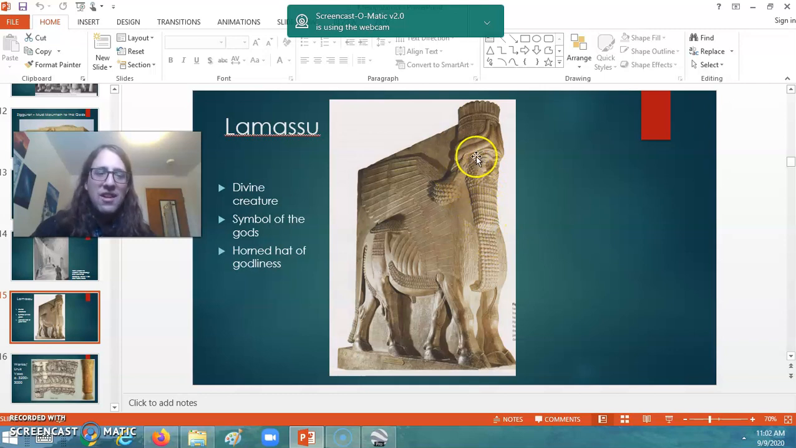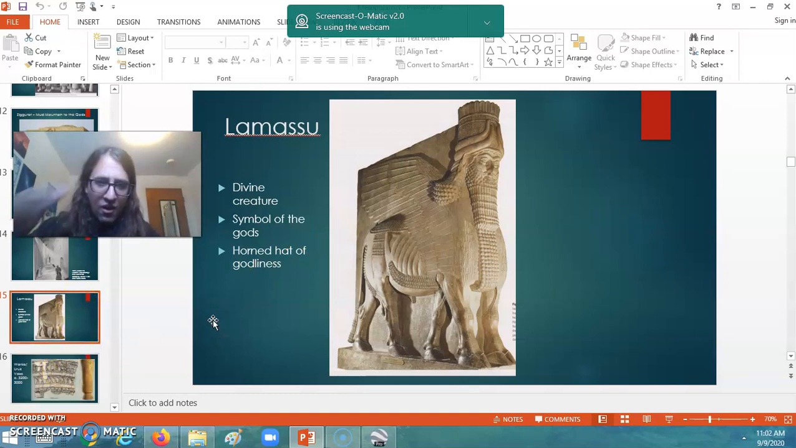But the way you can tell they're divine is that they have horns on their hat. That is a symbol of the gods traditionally in Mesopotamian culture. So this is a divine king and not just a priest king. This is sort of a more mythological entity there. And so you'll see those types of creatures cropping up all over the place.